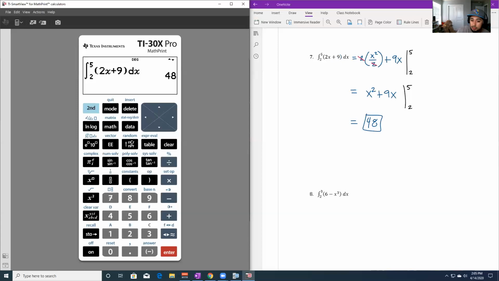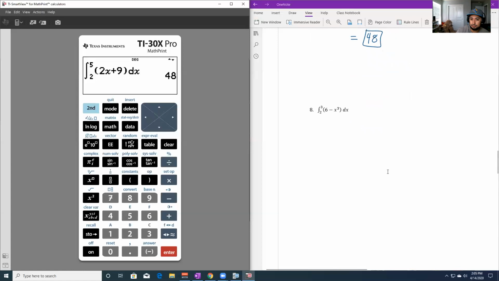Okay, number 8. Let's do it again. So we're going to look at first the antiderivative of 6. The antiderivative of 6 is 6x. Then we're going to look at x cubed. So there's a minus in front, and you're going to use power rule on this. The antiderivative of x cubed becomes x to the 4th over 4. And we will evaluate from 2 to 3. Okay, rewrite.